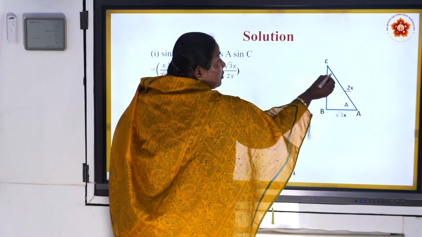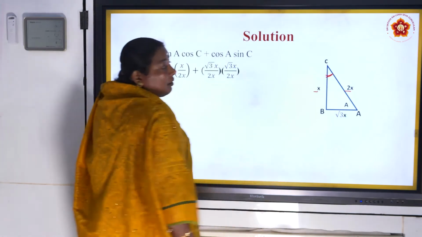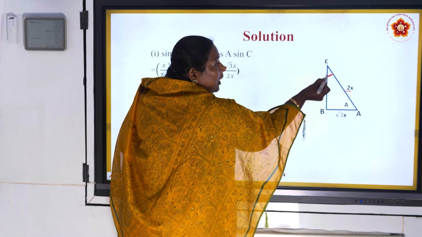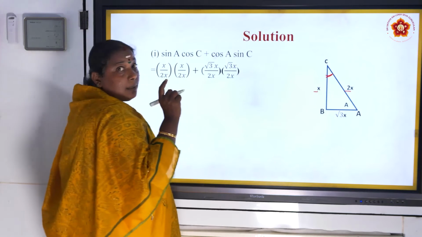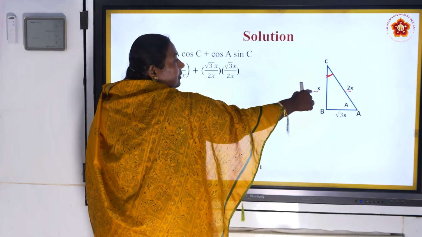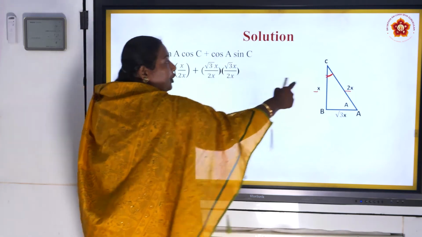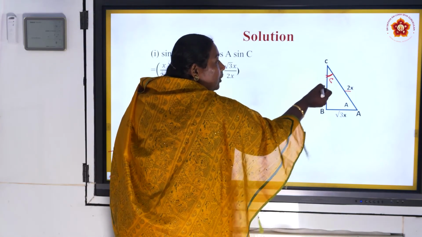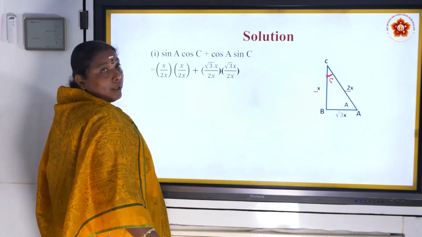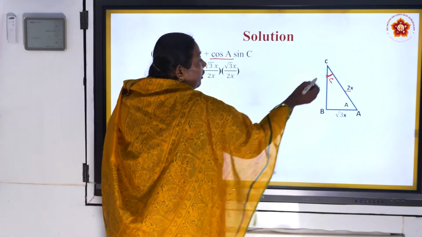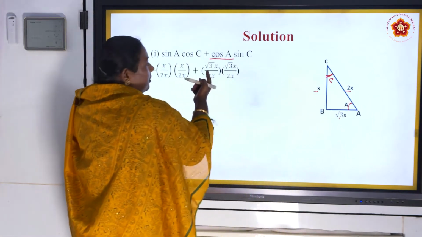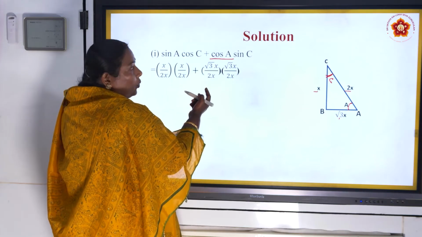Cos C means I have to see from here, right? For cos C, who is adjacent? Cos means adjacent by hypotenuse. For angle C, who is adjacent? X. Who is hypotenuse? 2x. So x by 2x. Next, cos A. For cos A, adjacent by hypotenuse, root 3x by 2x.